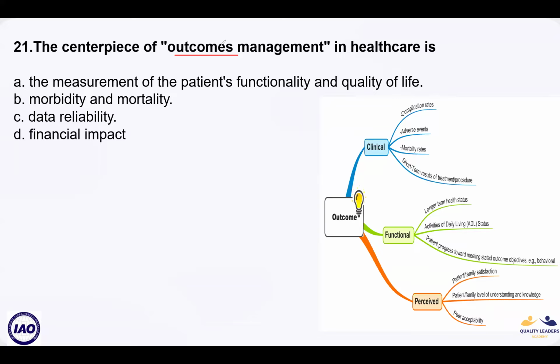So that's the core: how the patient looks at his treatment, and how the patient feels after it. The option is the measurement of the patient's functionality and quality of life. Morbidity and mortality are more provider-related outcomes. Data reliability is not related to this. Financial impact is not related to this. So the right option is that outcomes management deals with measurement of the patient's functionality and quality of life.